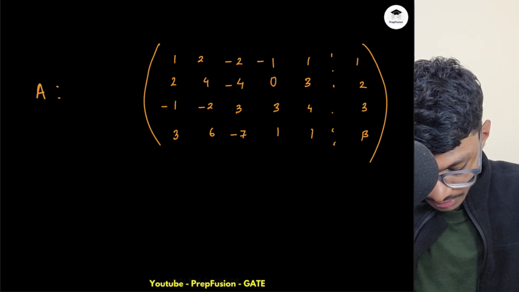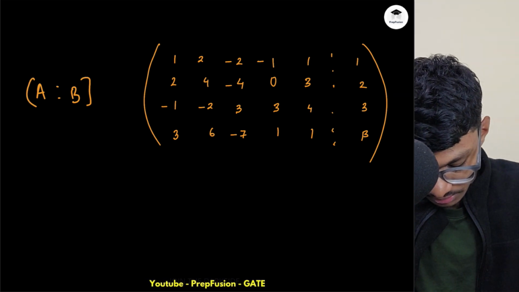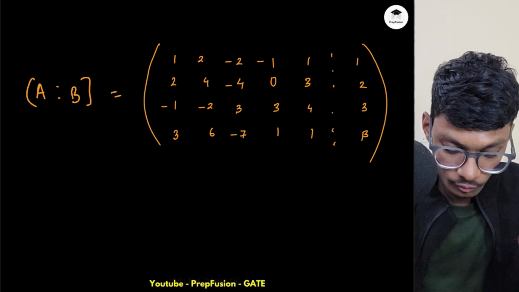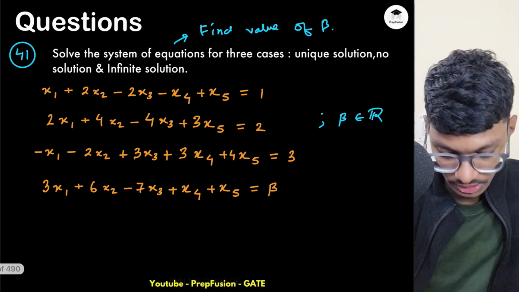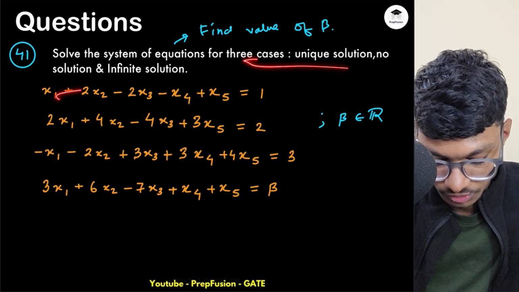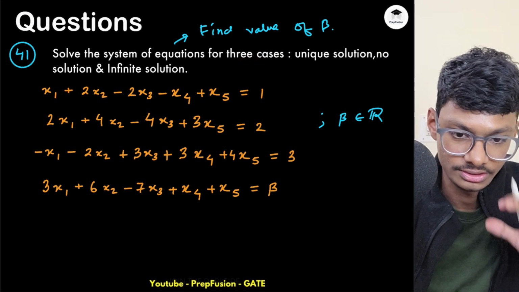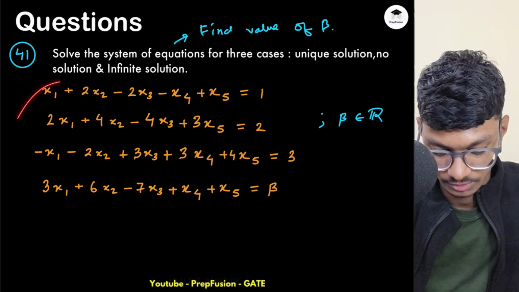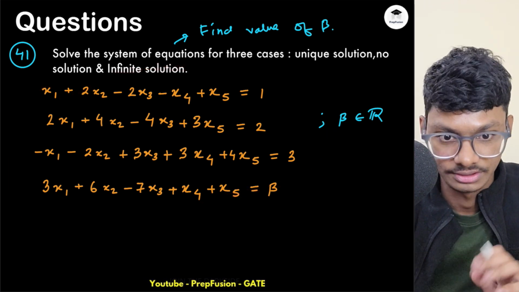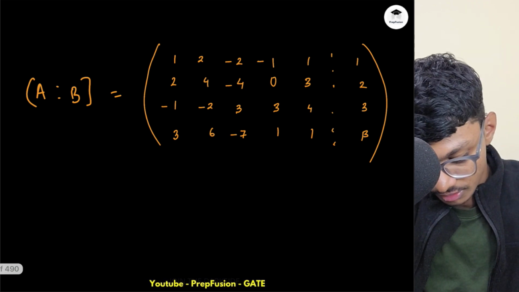So augmented matrix AB is this. Now we can convert this into row echelon format. What do we have to find? We have to find unique, no solution, and infinite. If I convert this into row echelon format, it will be easier for us to understand, because this is 4x4 and we can't use any other method. So I will try to convert this into row echelon.